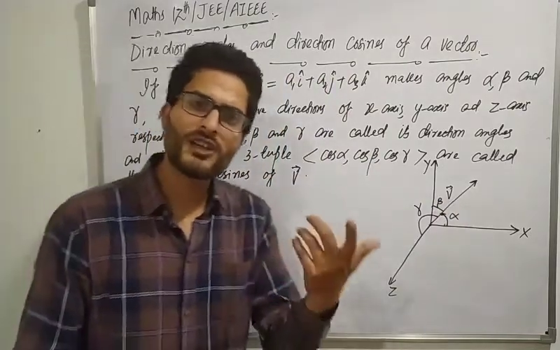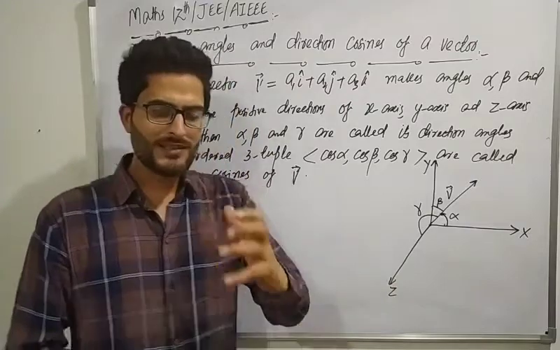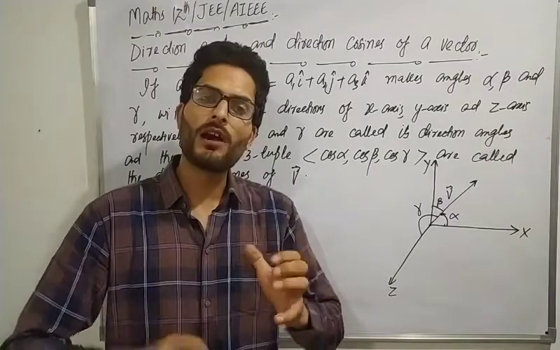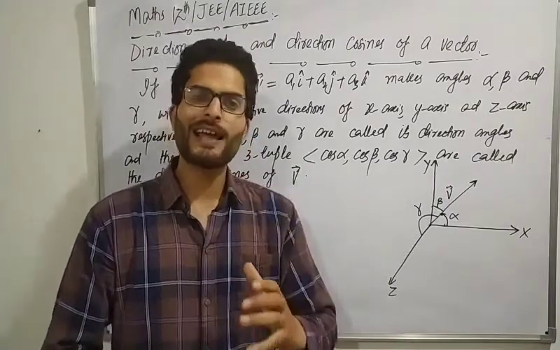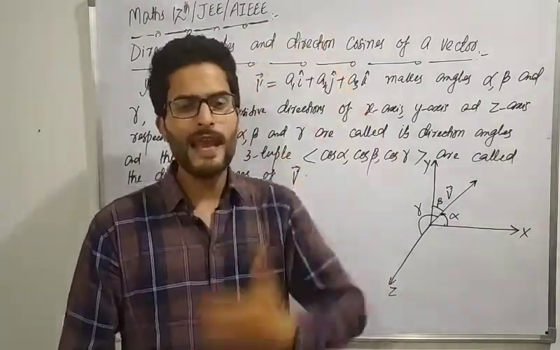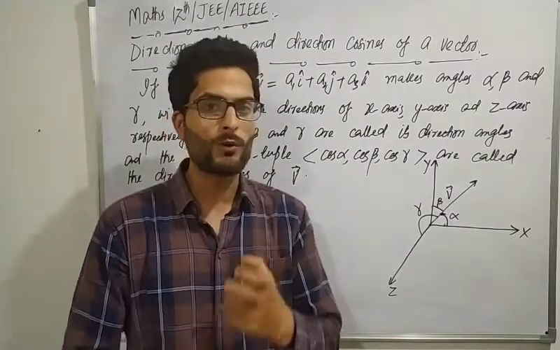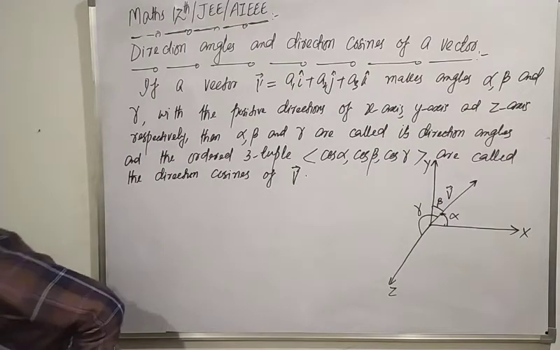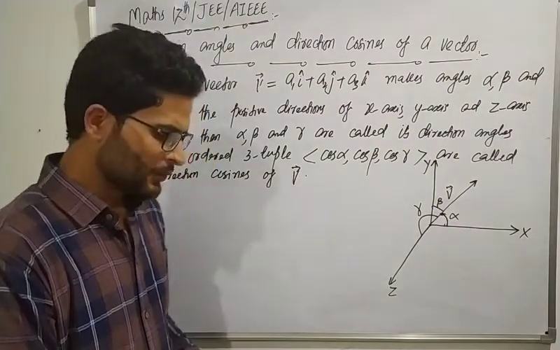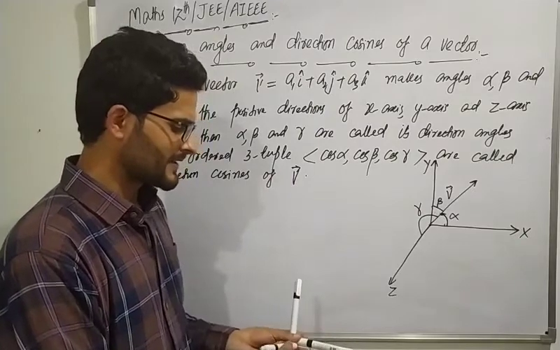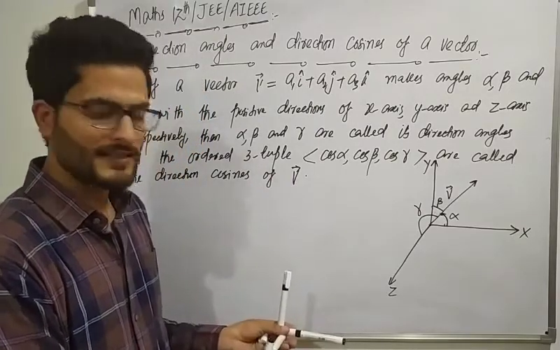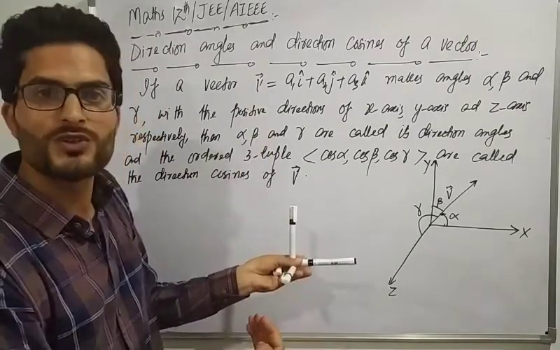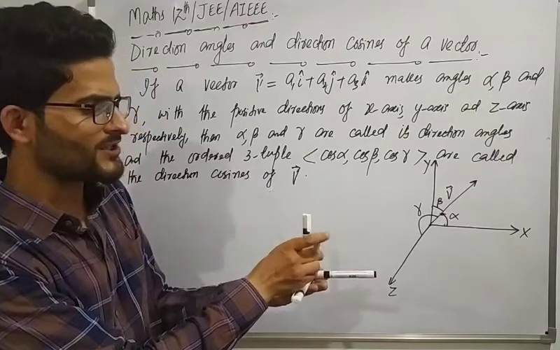So you have to consider a vector in space, and let that vector v is inclined at an angle of alpha with x axis, is inclined at an angle of beta with y axis, and is inclined at an angle of gamma with the z axis. For instance, if you have 3 mutually perpendicular axes like this, suppose this is your x axis, this is your y axis and this is your z axis. Here lies all the 3 axes, positive x axis, positive y axis, and here lies the positive z axis. And suppose in between you have a vector like this.